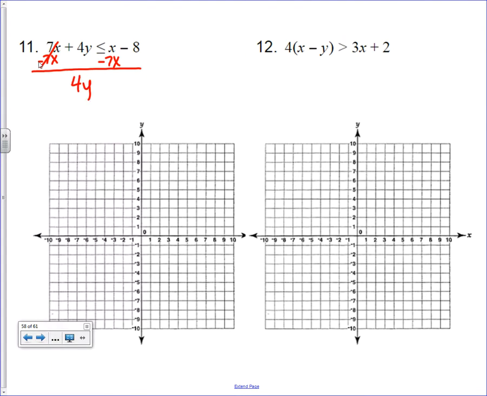So I get 4y is less than or equal to negative 6x, and then minus 8. Now we'll divide by that 4, and I do not need to flip the symbol because I divided by a positive. Folks, what does 6 over 4 reduce to? 3 over 2. Don't forget that it's still negative. And then we'll have a minus 2 on the end. All right, so go ahead and graph that thing. Start at your y-intercept and then use your slope.